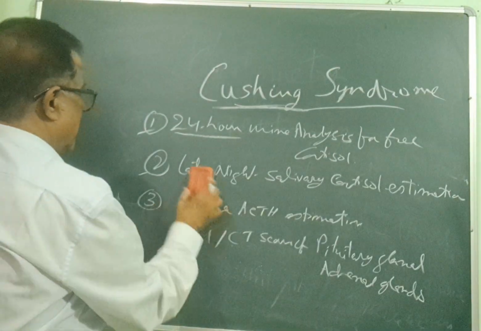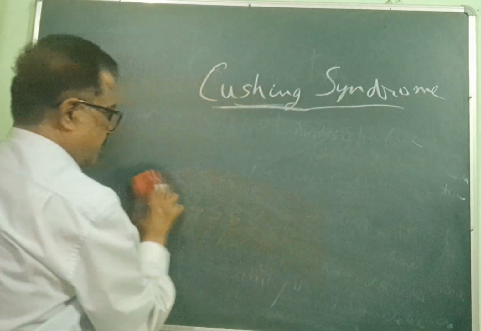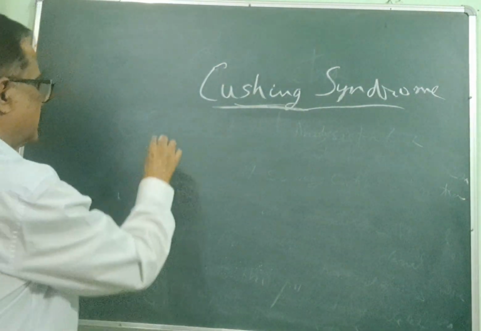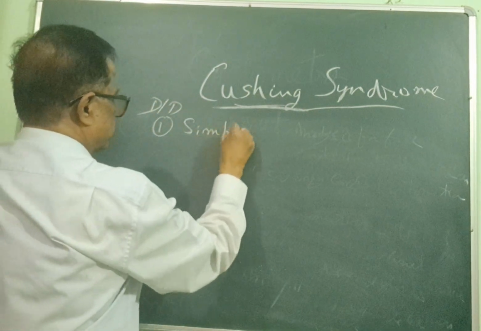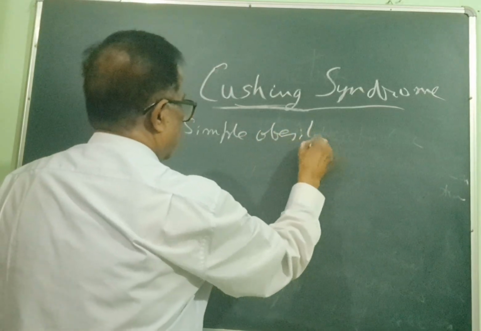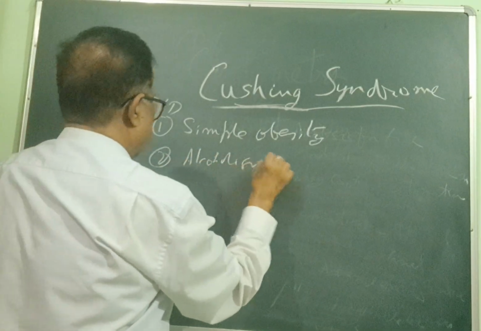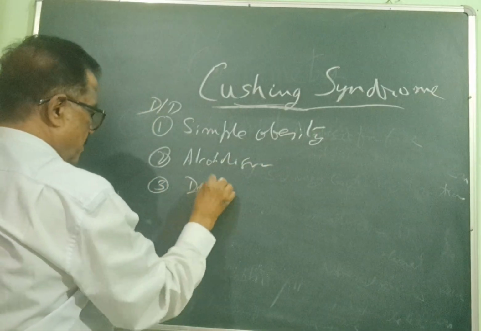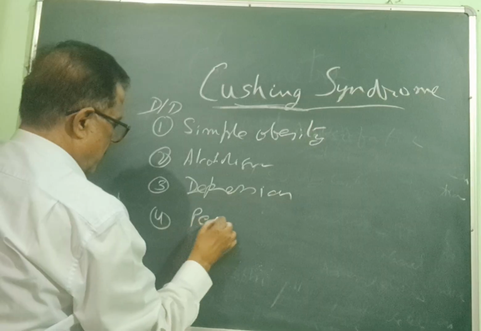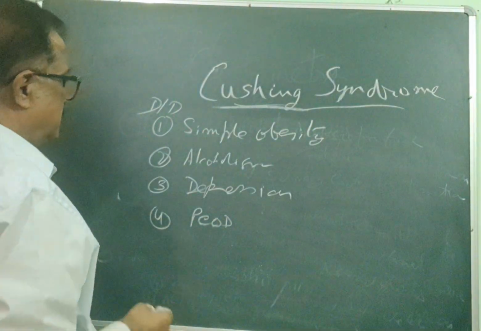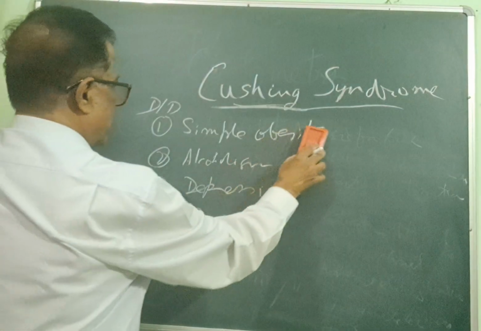Now differential diagnosis. How can we differentiate it? There may be simple obesity. Number 2, alcoholism. Number 3, depression. Then polycystic ovarian disease. These are included in differential diagnosis.